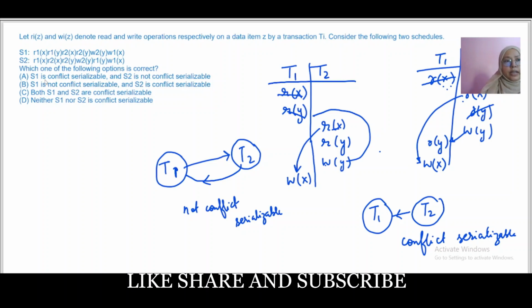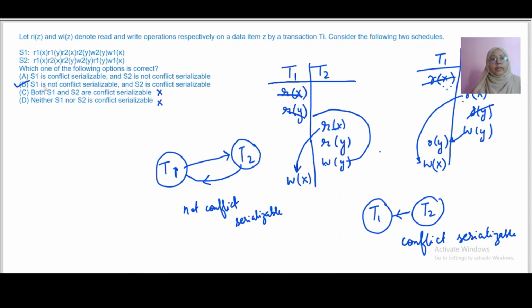So which option is correct? S1 is conflict serializable, S2 is not conflict serializable. See the other options also. Both S1 and S2 are conflict serializable. This will be wrong. Neither S1 nor S2. This will also be wrong. S1 is not conflict serializable, S2 is conflict serializable. So this one is correct. So the answer will be B.